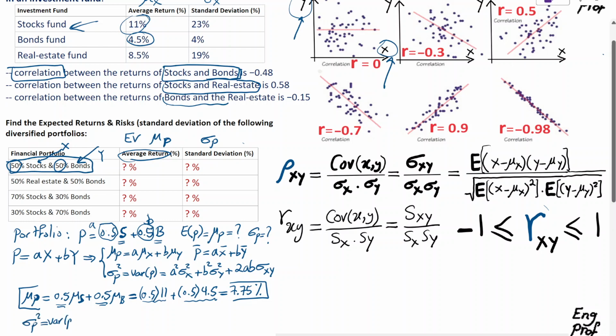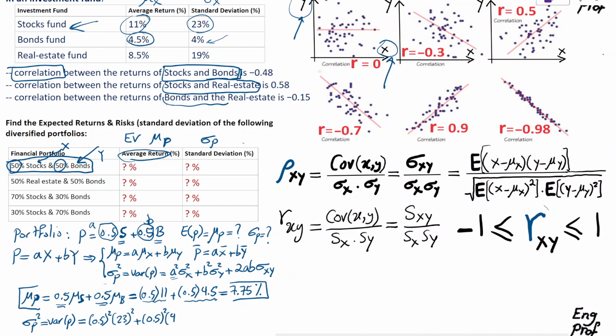Now, for sigma p, which is the risk or standard deviation, let's first compute variance of p, and then after that we can take a square root. So variance of p, using the formula that is presented here, we can simply say it is, again, substituting, a squared is just 0.5 squared, and then sigma squared is the variance, which we get from the table for x, sigma squared of s, which is our 23%. So it's going to be 23 squared, and then we get plus b squared, which is 0.5 squared, and then for sigma y squared, we have, let's say, 4%.